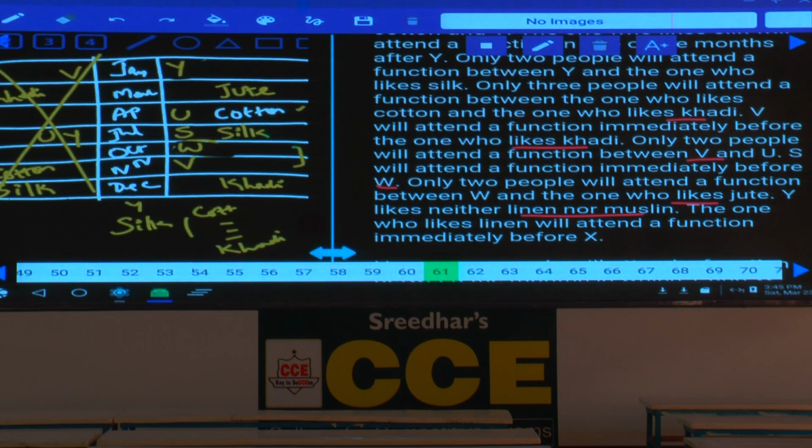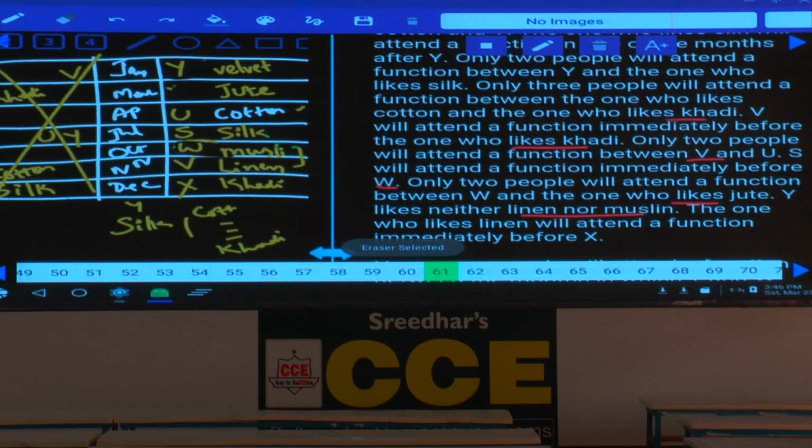Now, the one who likes linen will attend a function immediately before X. Linen is immediately before X, hence X must be at this place, because if X is here, linen must be Y, which is not possible, isn't it? Hence X is here. If X is here, the one who likes linen must be at this place. If linen is here, muslin must be at this place. If muslin is here, then what is left over here? Velvet. Now, this Y likes velvet.